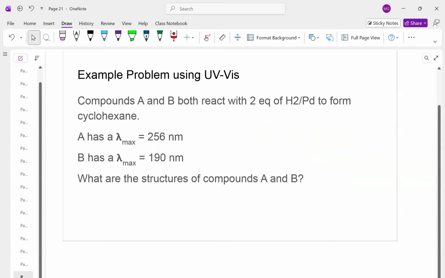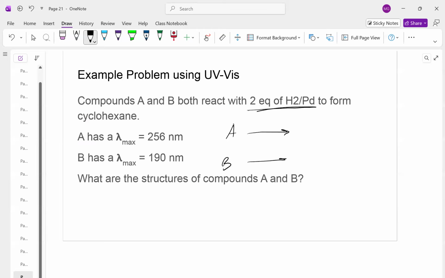And so how do we use this in a problem? Here we have two different compounds. I want to emphasize that. They do the same reaction. We'll react them with two equivalents of H2 and palladium to form cyclohexane. So we have compound A, compound B, and reacting with two H2 and palladium, they get the same result, cyclohexane.